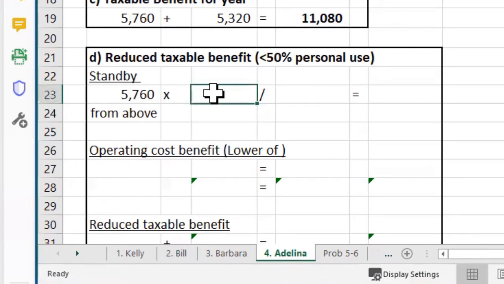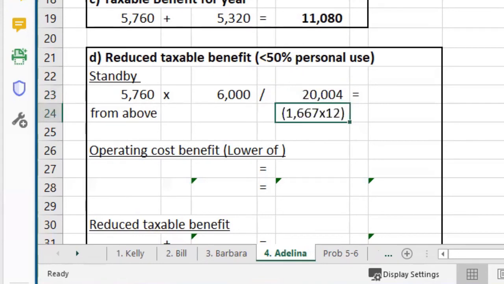We're going to take the number of personal use kilometers, and then we're going to divide that by 20,004. Now the 20,004, if you go and read the Income Tax Act, is 1,667 times 12 months. The maximum amount we can have for this term is 20,004. It's 1,667 for each month, and the car is available for all 12 months. That's going to give us a standby charge of 1,728.